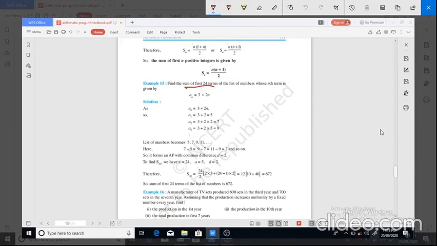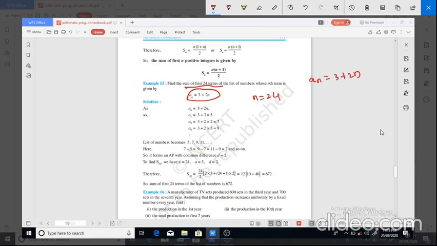Sum of first 24 terms. Sum of first 24 terms means n equal to 24. The list of numbers whose nth term is given. So it is the nth term. Using this, an is equal to 3 plus 2n.